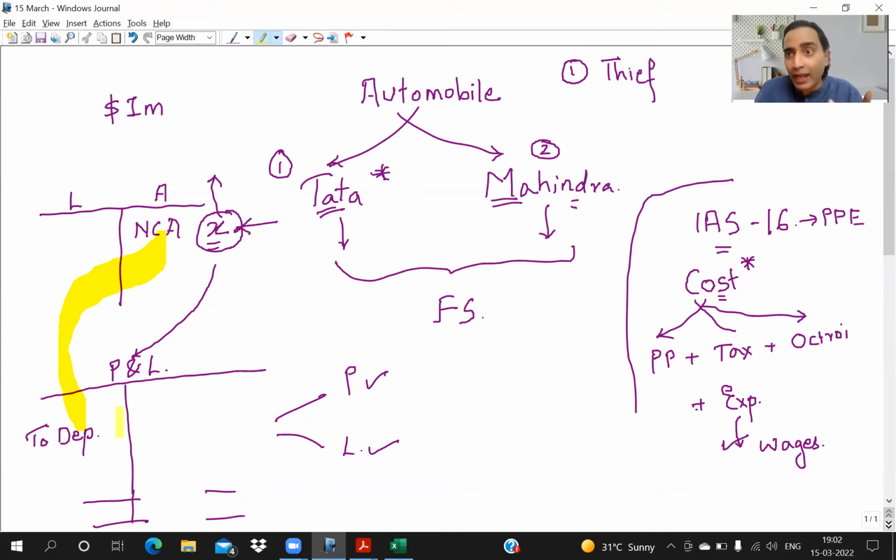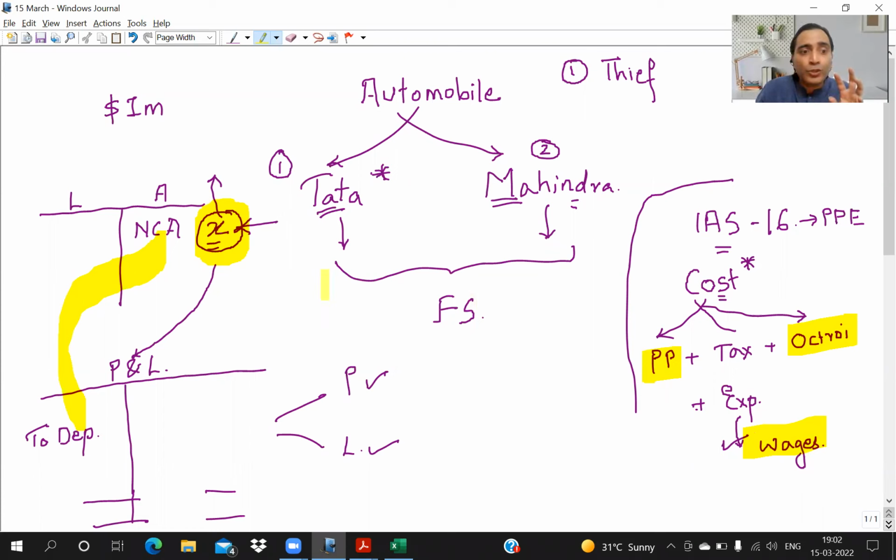And if the depreciation is high, my profit will be low. All of you agree? If my depreciation is high, profit will be low. So how can I keep my depreciation low? There are different ways to do that. One of the ways is to manipulate the cost of the non-current asset. So I will add the purchase price, but I will not add the octroi. I will not add these wages. I will try to push it somewhere else. I'll try to maybe add it in the current assets.